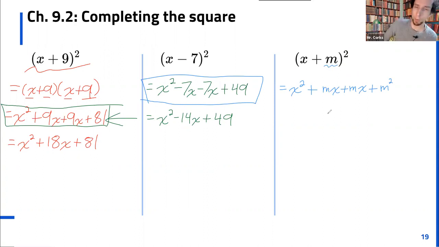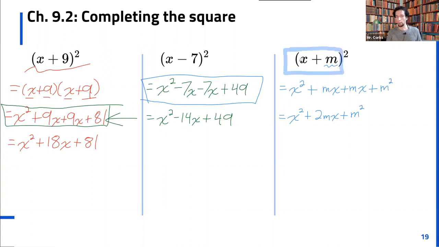x is the variable we're trying to solve for, and m would be some constant that we are given in the problem. Then if we simplify this, we get x squared plus 2mx plus m squared. So that is the pattern that we can notice. If we have binomials, so something plus something, just two terms, and then squared, we are going to get this pattern.